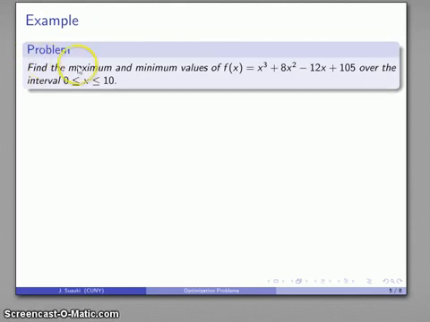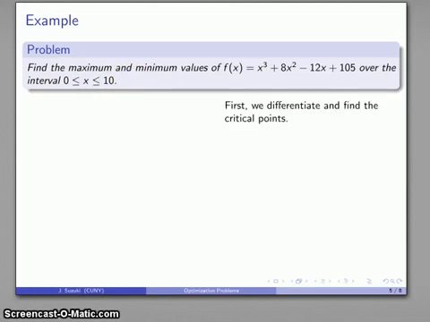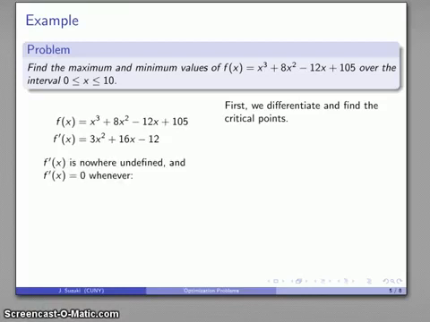We want to find the maximum and minimum values of a function over some interval 0 to 10. And so I want to begin by differentiating and finding the critical points where the derivative is 0 or where the derivative fails to exist. So I'll take my function, find the derivative, and the note that I want to make, the derivative is actually defined everywhere, so there's no place it's undefined.